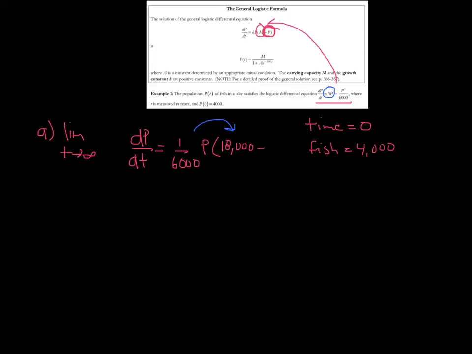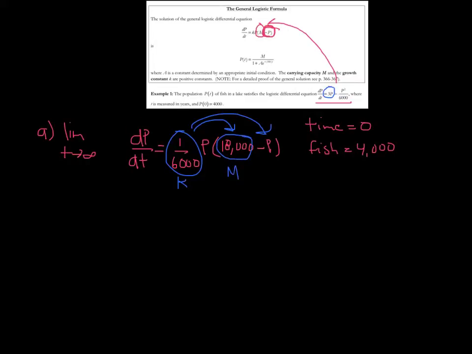18,000 minus P. All right, now if you're not sure about that, take some time to convince yourself that what I just wrote is the same as the problem that they gave you. If you distribute the 1 over 6,000 P, you get 18,000 divided by 6,000, which is 3P. And then you take this again and distribute it to there, you will get P squared over 6,000. All right, so this, what I'm circling, is your K, which you're going to need later. And this that I'm circling is your M.